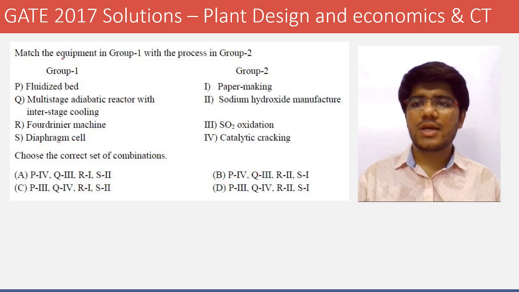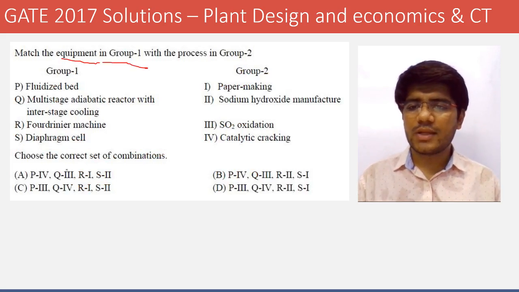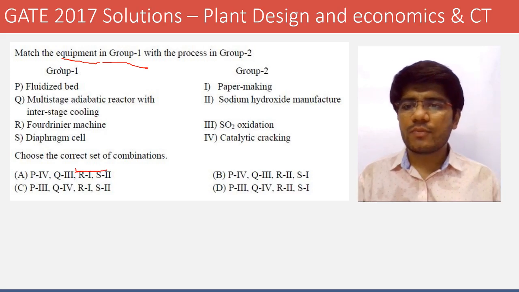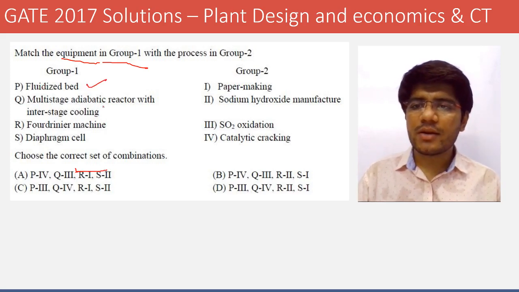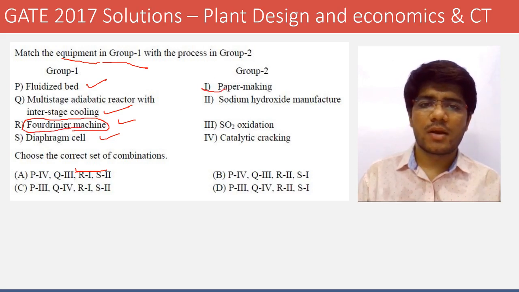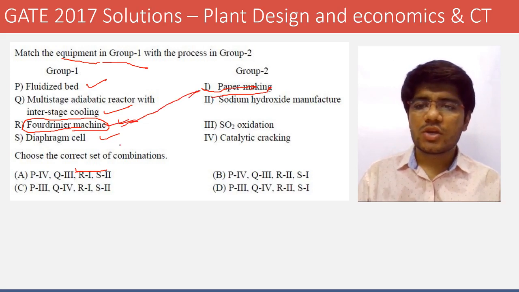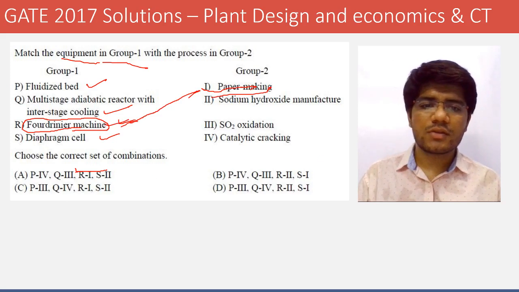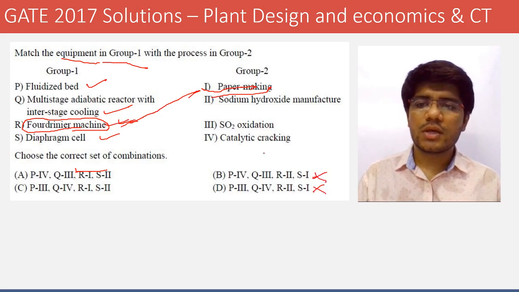So the next question is again a match the following, where we need to find the correct set of combinations. We are given fluidized bed, multi-stage adiabatic reactor with interstage cooling, flour dryer mill, and diaphragm cell. In this question, I know that the flour dryer mill is used to bake paper. So I will match R with A. Here, if I have R with A, then these two options are gone.